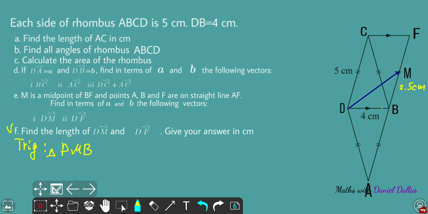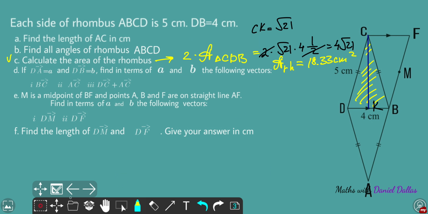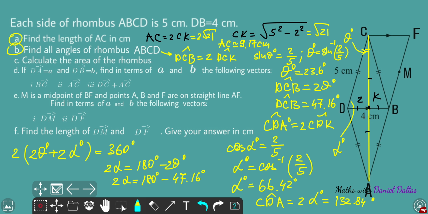And do we know the angle? So angle DBM, because right now I'm going to use the cos rule. So cos rule for the triangle DBM. So we know this angle, obviously. Let's go back to the angles. It's right there. Okay, it's here.